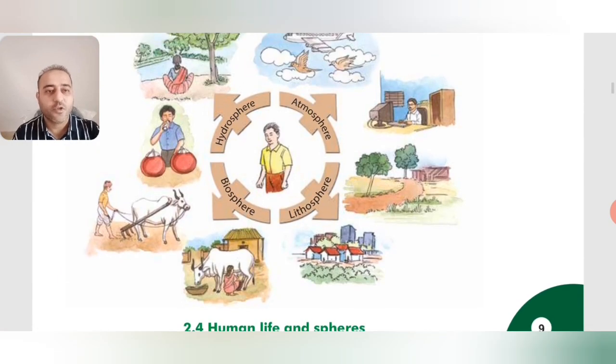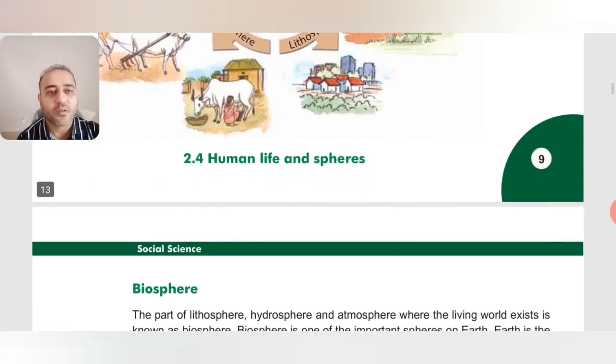So, human life and spheres, right? You can see a woman washing clothes or sitting near the water body, that is hydrosphere. Then some birds, clouds, and the aeroplane, which give us the idea about the atmosphere. Then you can see the buildings, houses, trees, and the surface of the earth, which is lithosphere. And the combination of hydrosphere, atmosphere, and lithosphere is the biosphere, where all the living organisms exist. Okay, so we'll move further.